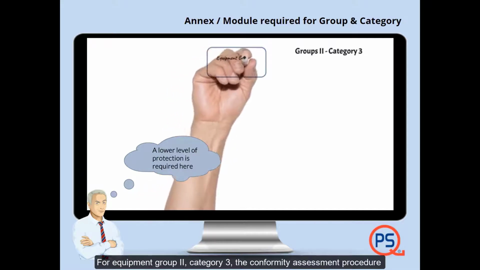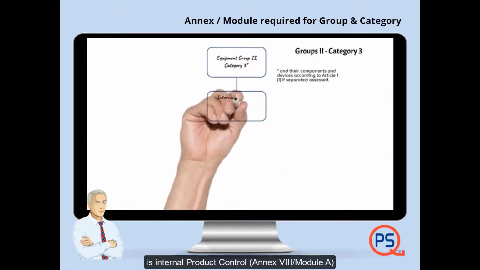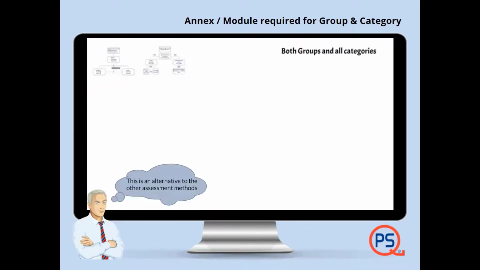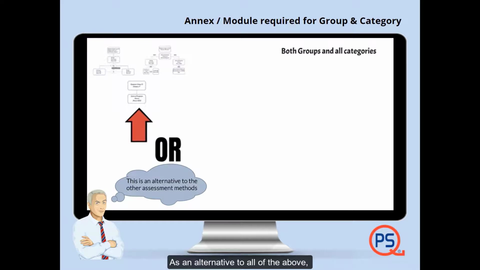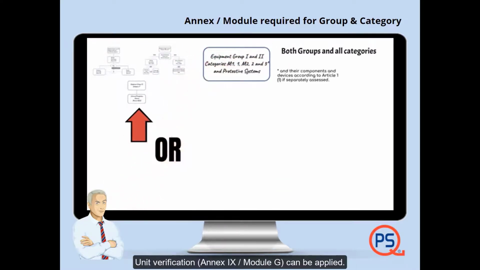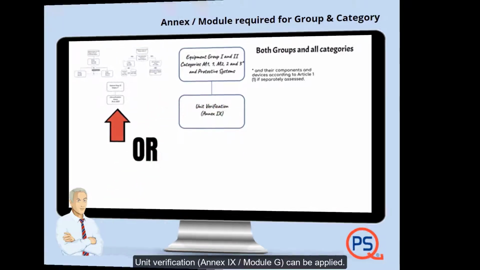For Equipment Group 2, Category 3, the conformity assessment procedure is Internal Production Control, Annex 8, Module A. As an alternative to all of the above, for both groups and all categories and protective systems, Unit Verification, Annex 9, Module G can be applied.